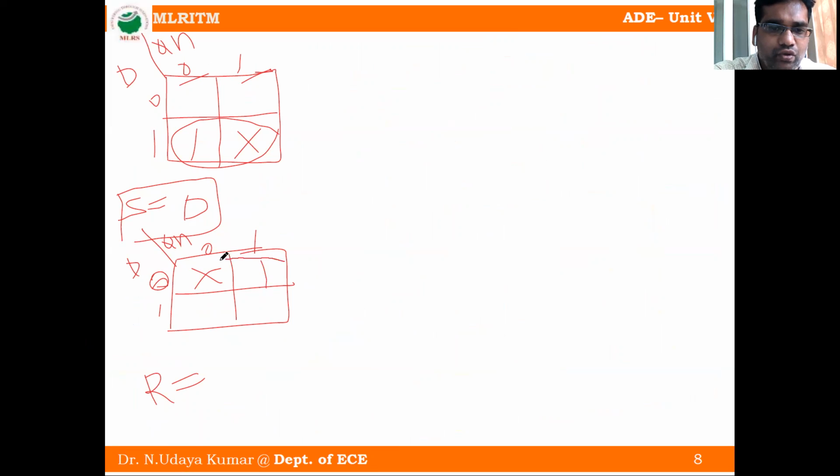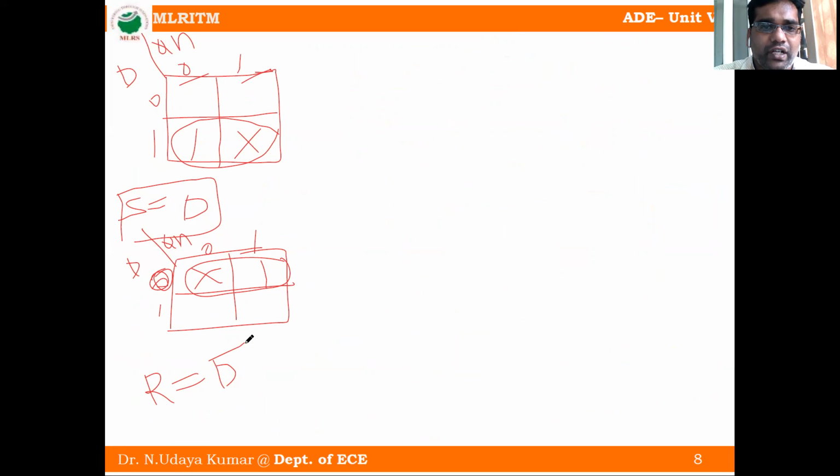Now we will group together. Here 0 means D bar. So now we got the two expressions. Now we will implement SR as a D flip-flop. So it is an SR to D flip-flop conversion.